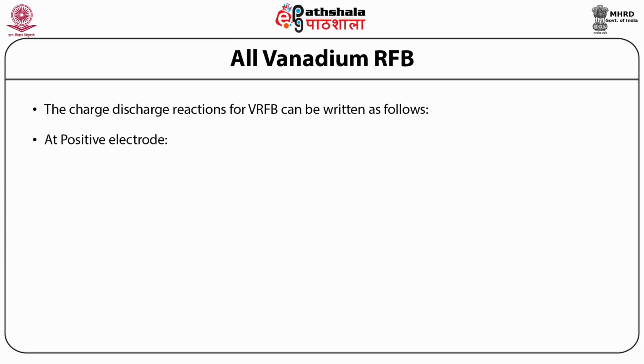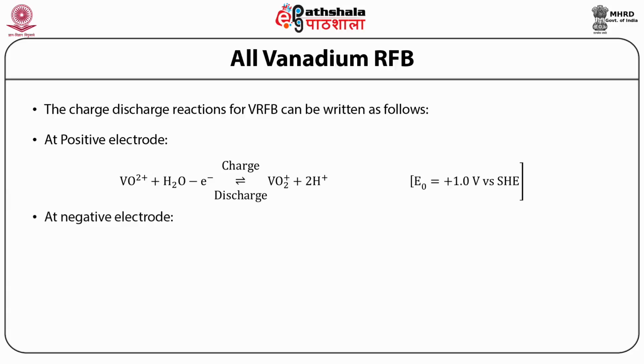At the positive electrode, VO2+ + H2O - 1 electron charges or discharges to give VO2+ + 2H+, with E° equal to +1 volt versus SHE. At the negative electrode, V3+ + 1 electron charges or discharges to give V2+, with E° equal to -0.26 V versus SHE.